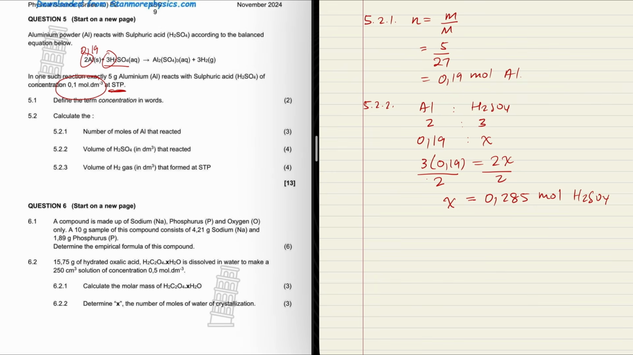Now that I know the moles of H2SO4 and I know its concentration, I can calculate the volume. So concentration is equal to number of moles over volume. So 0.1 is equal to 0.285 divided by volume. So volume is going to equal 2.85 dm cubed. You just rearrange, you take the V and switch it with the 0.1.